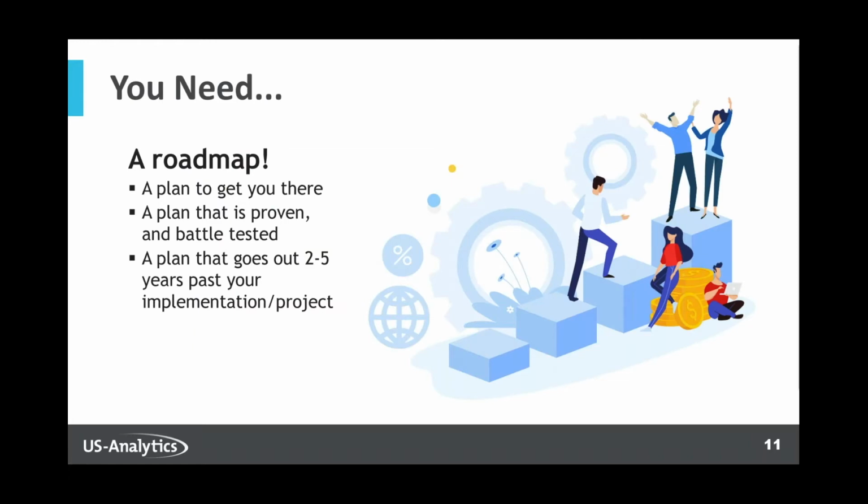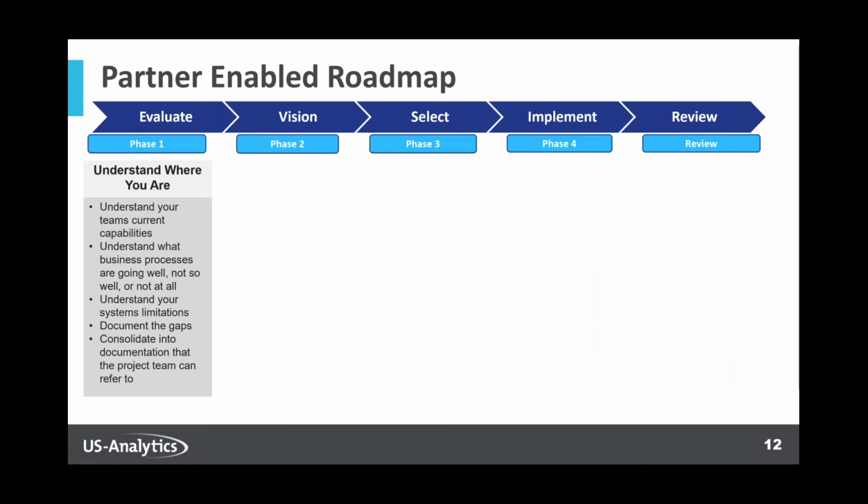So when we're talking about our roadmap, we need a plan to get you there. We want a plan that's proven, and just above and beyond the actual implementation itself, you want to make sure that you're good for the next 2, 3, 5 years into the future, that this plan is going to get you where you want to go, even beyond just the implementation of EPM. So I've got a busy slide deck here that I broke apart so that we can talk through each piece.